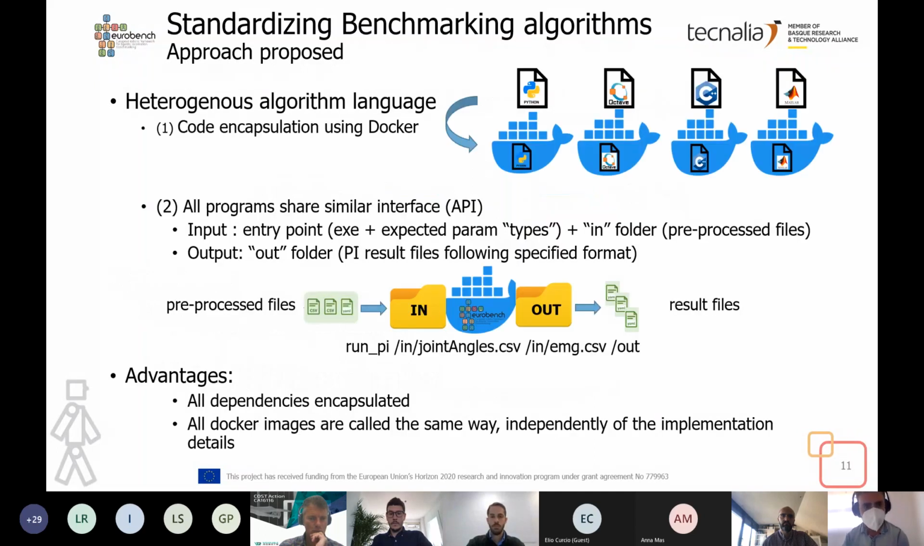And regarding the other problem we have, we propose that people encapsulate the algorithms in Docker images that share a common interface. So all the dependencies are encapsulated in these containers, in these images, and do not interfere with each other. And all these Docker images are treated the same way. I forgot to mention that we want the scoring to be an automatic procedure done by a computer. So everything has to be specified very well, and these shared interfaces help this automatic computation to be processed.